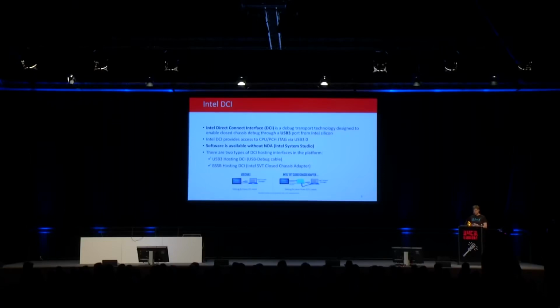USB 3 hosting DCI is a common USB 3 debug cable which works as an OTG device. That means that a special device appears on the host system, and activation and commands are sent to the device through the common USB interface. The device itself is integrated into the PCH, and it transforms the commands into JTAG.